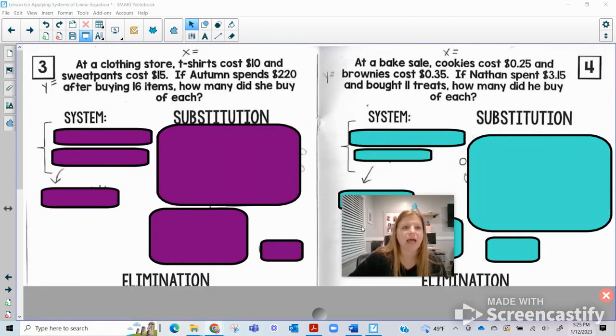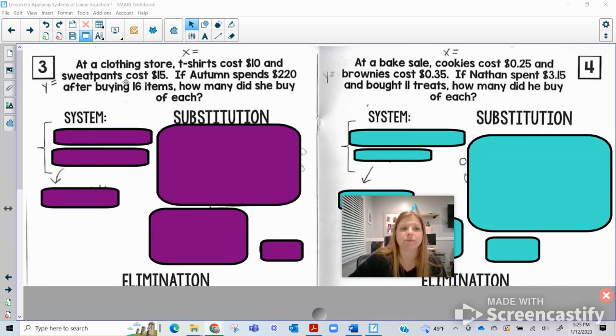Number 3, at a clothing store, t-shirts cost $10 and sweatpants cost $15. If Autumn spends $220 after buying 16 items, how many did she buy of each? So I'm going to let the amount of t-shirts we buy be X, and the amount of sweatpants purchased stand for the letter Y.